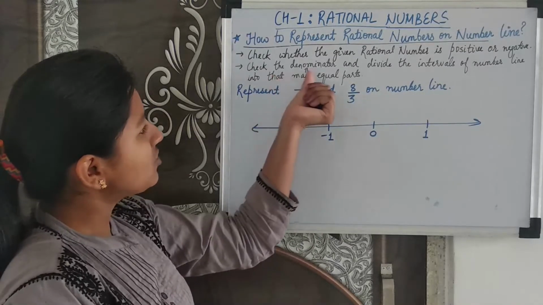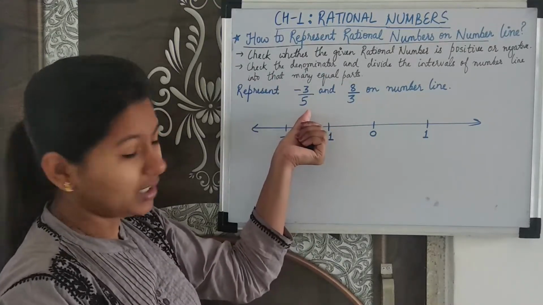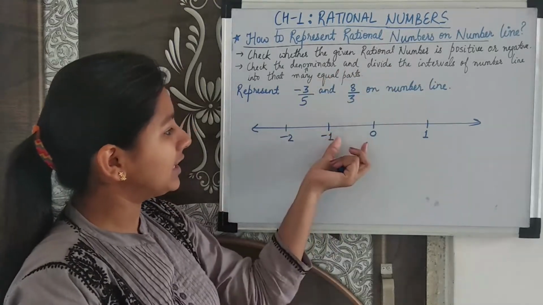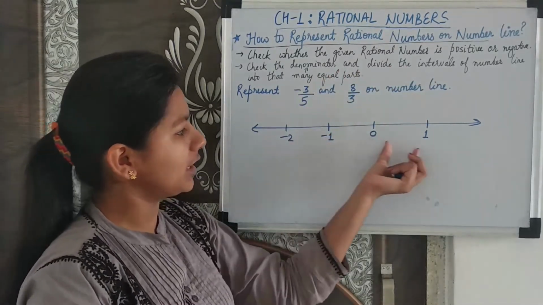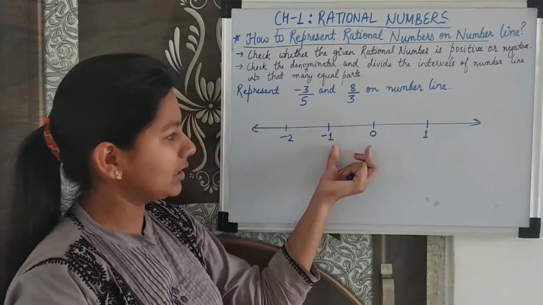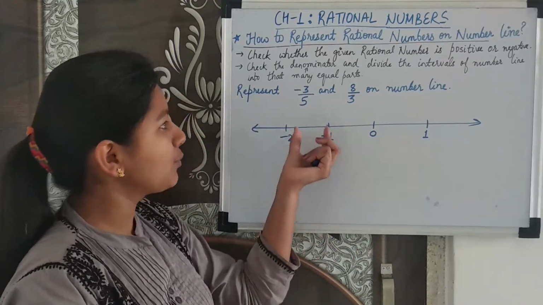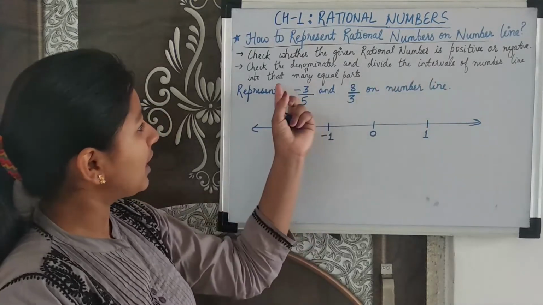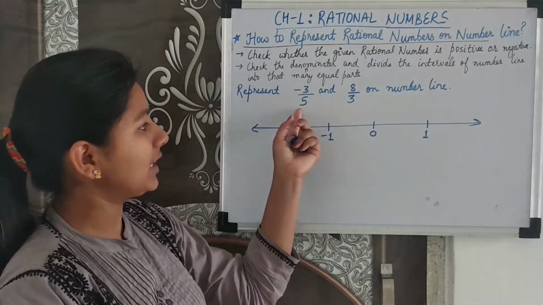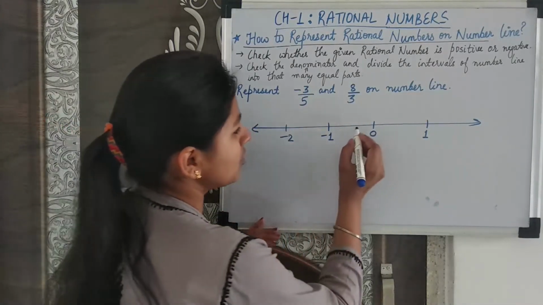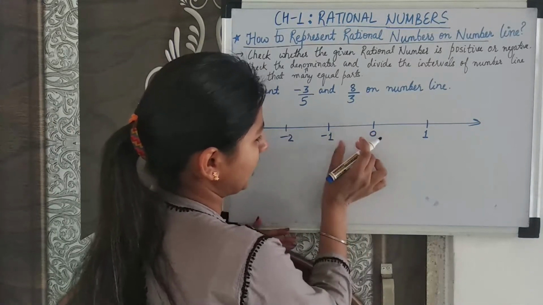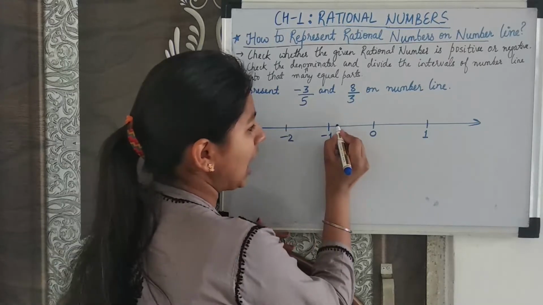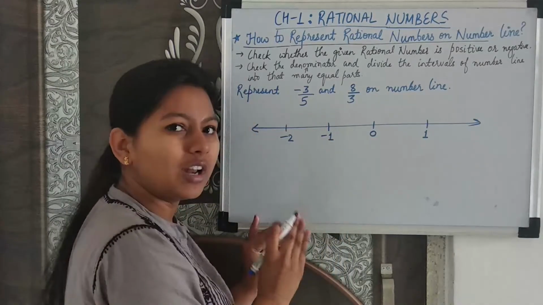Now the second step is to check the denominator. I have checked it. It's 5. It means I have to divide the intervals. These are intervals of the number line. This is one interval, another interval, and another interval. So I have to divide these intervals of the number line into that many equal parts, like 5 equal parts. To divide this into 5 equal parts, I have to draw only 4 lines in between.